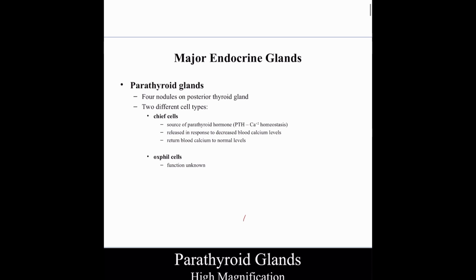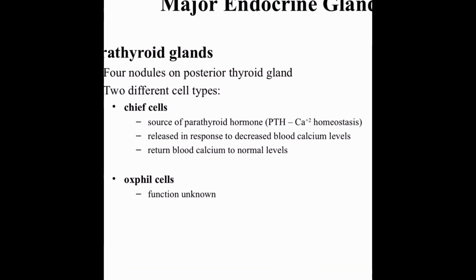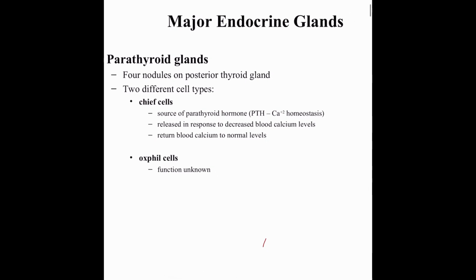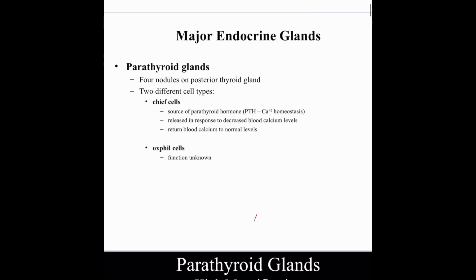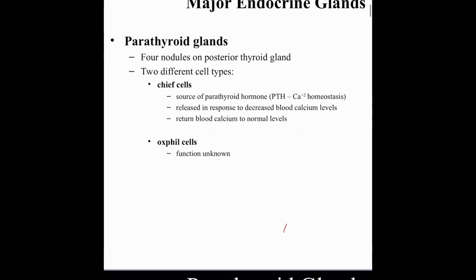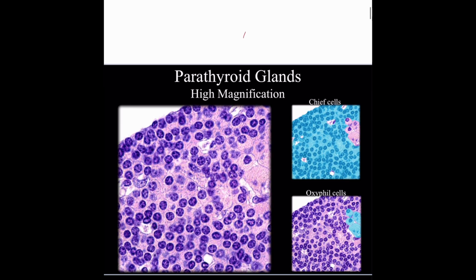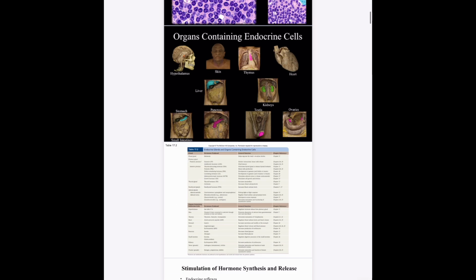The parathyroid gland has two types of cells. That's the main thing I would focus on, and just understand that chief cells are helping blood calcium return to normal levels, and then oxyphil cells, unknown function, right? So right here, the main thing to know about parathyroid hormone is chief cells. So we'll just move on. Let's not get too in depth there.